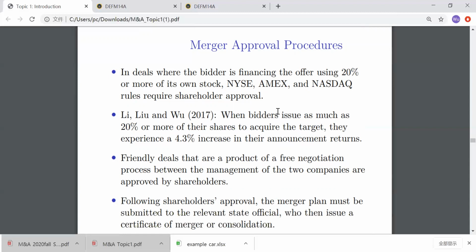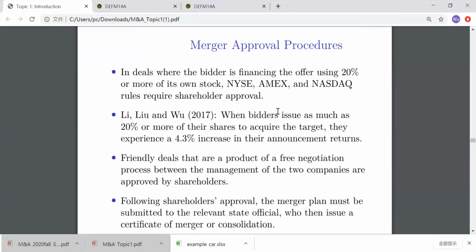So this paper by Li, Liu, and Wu, 2017, finds that when bidders issue as much as 20% or more, they actually experience a 4.3% increase in announcement return, right? They explain this effect by the disciplinary effect, right? Because if shareholders approve the merger, that means shareholders believe that the merger is in their best interest. So that's why investors will also think that this deal is good for shareholders, right?